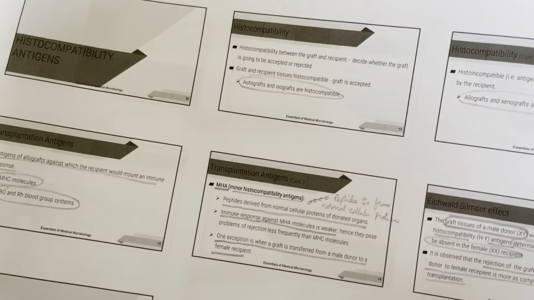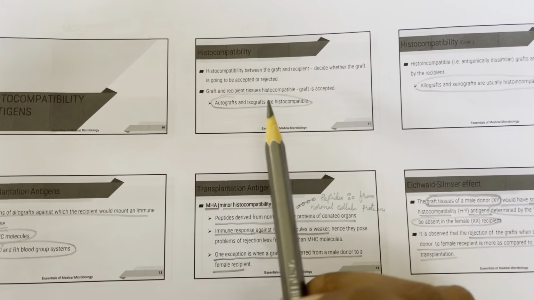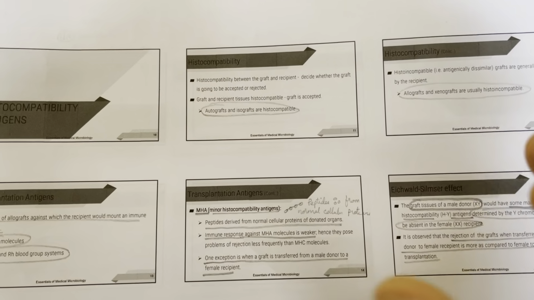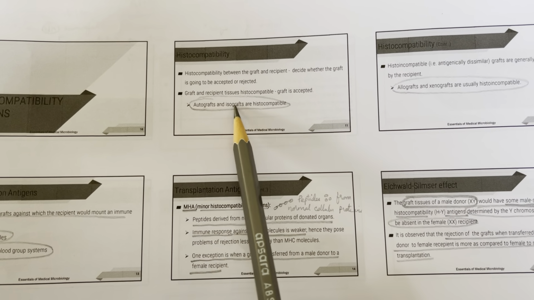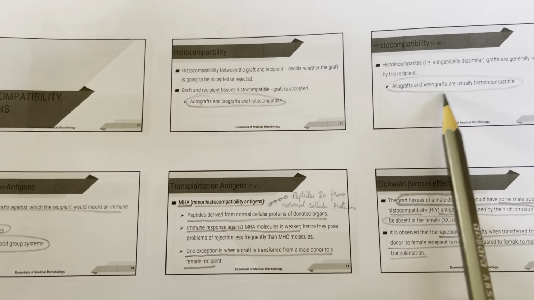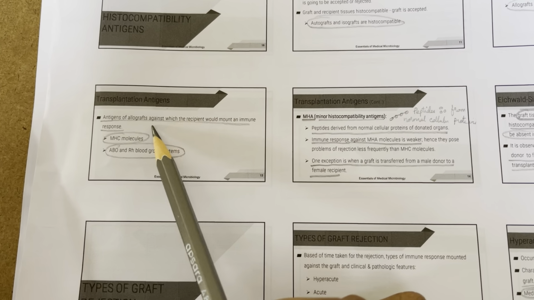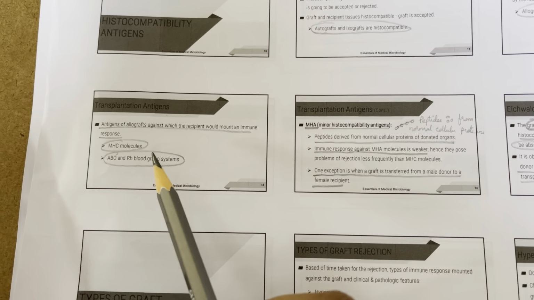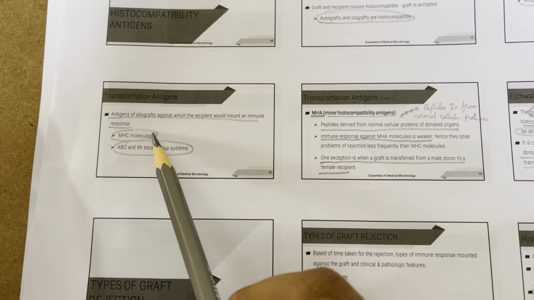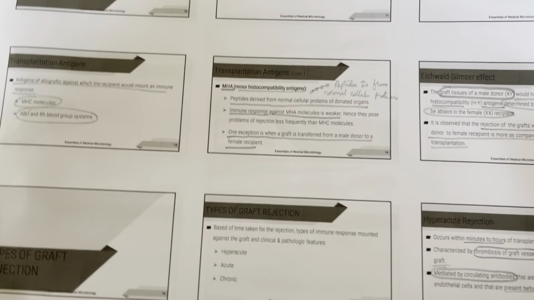Next, you have histocompatibility antigens. Histocompatibility basically tells you whether a graft will be accepted or rejected. So autografts and isografts are generally histocompatible, and the other two are histoincompatible. Transplantation antigens are antigens against which recipients would mount a host response. So you have MHC molecules and the ABO and Rh blood group systems.